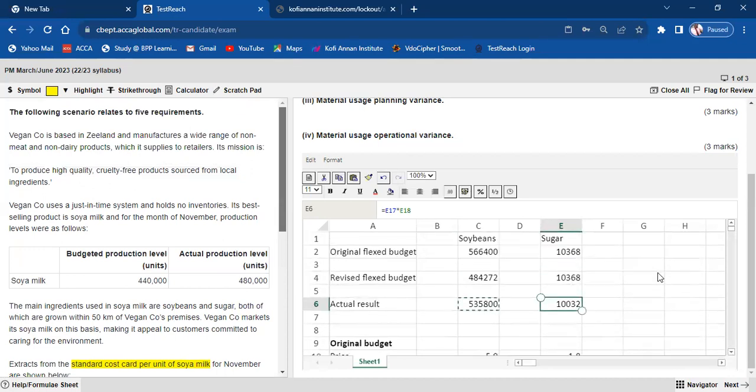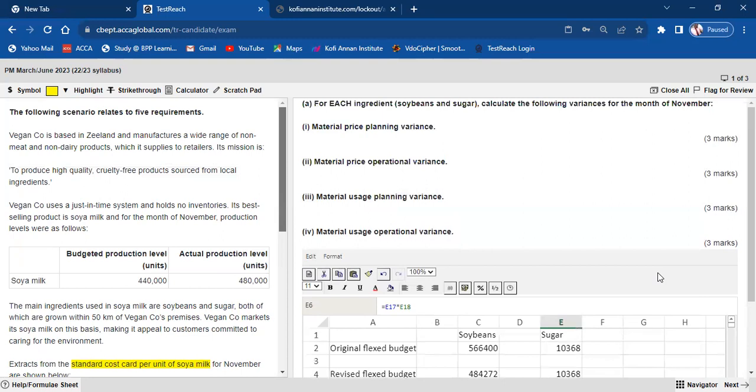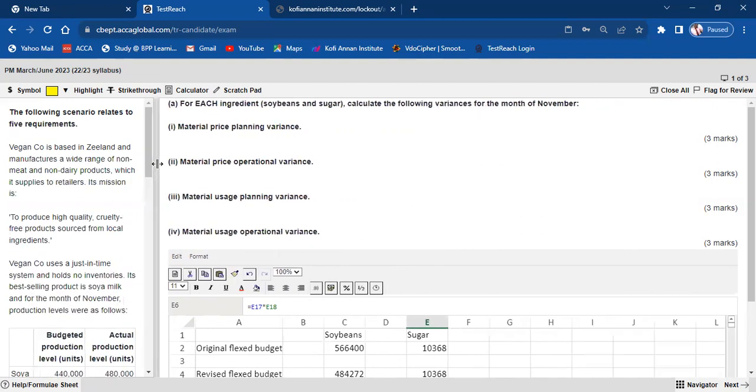All right. I've got these numbers for sugar also. So now let me answer the question. For each ingredient, soybeans and sugar, first, I want to do the operational variances. So I want to answer requirement II, material price operational variance, and then IV, material usage operational variance. I want to do this first.